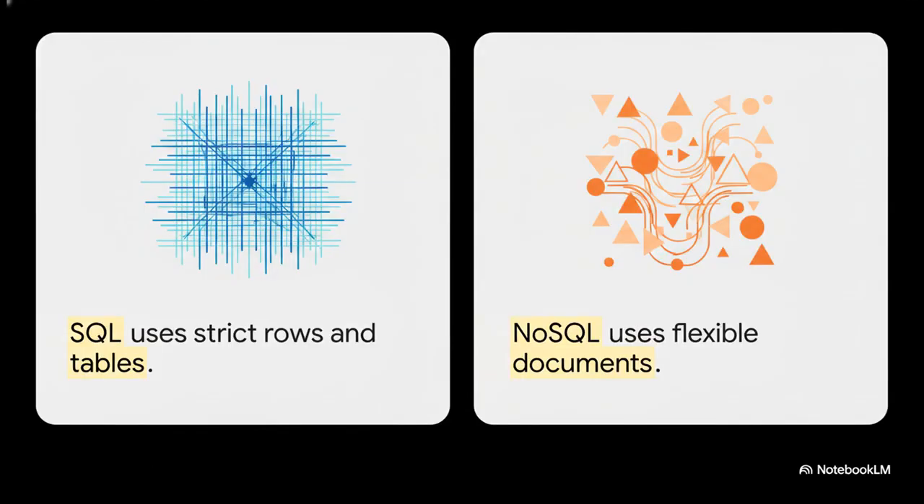Now, when setting this up, architects generally have to choose between two main philosophies. On one hand, you have SQL databases like Postgres or MySQL. These are rigid and relational. They enforce very strict schemas, rows, and tables. On the other hand, you have NoSQL databases like MongoDB, which offer a lot more fluid flexibility by storing data in adaptable documents or graphs. It really boils down to a classic engineering trade-off. Do you need the rock-solid consistency of SQL, or do you need the rapid adaptability of NoSQL for changing loads?